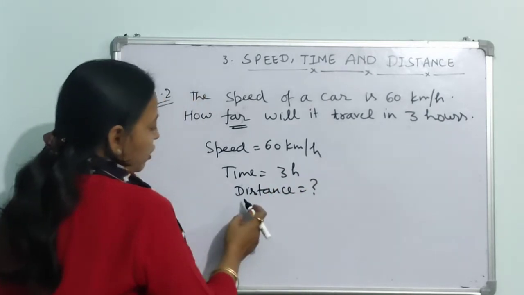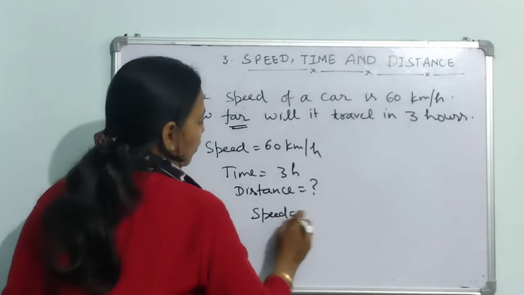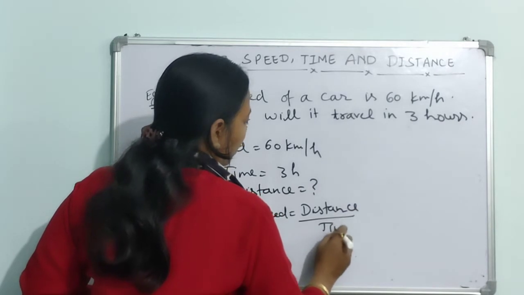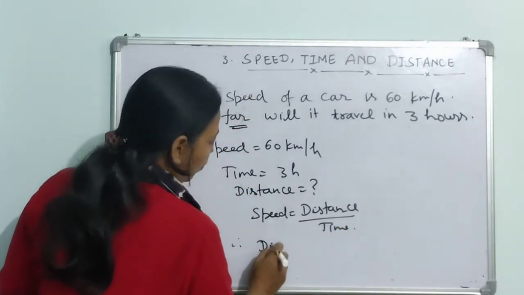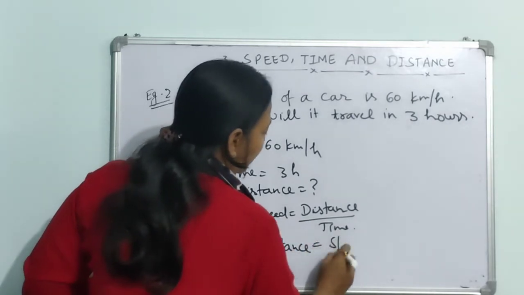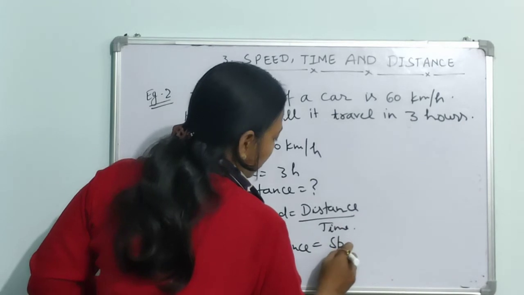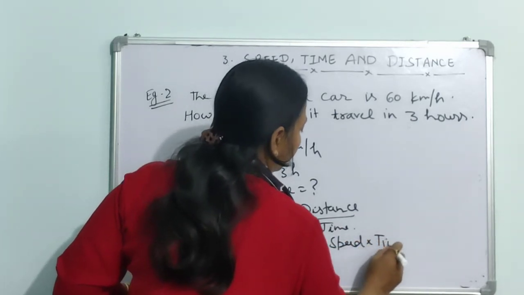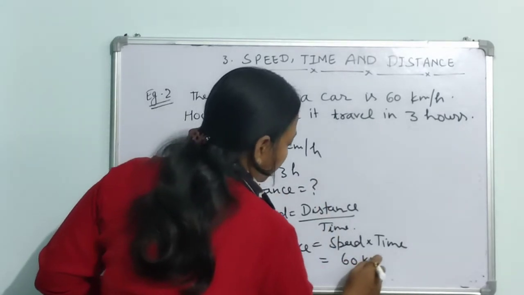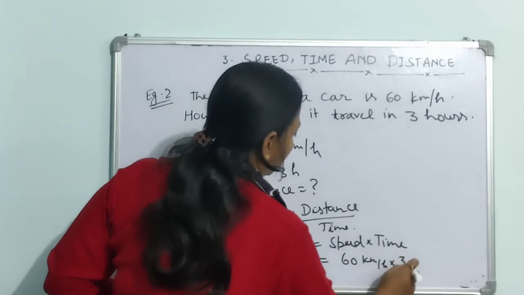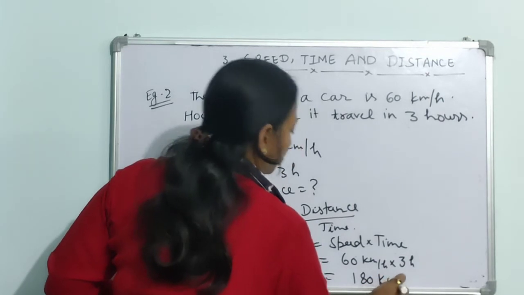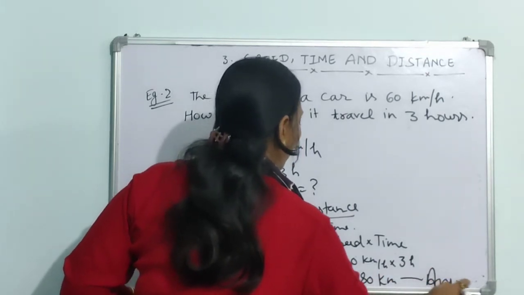So, what is the formula for distance? Speed is equal to distance upon time. Therefore, distance is equal to, you will cross multiply, then you will get distance is equal to speed into time. Now what is the speed? Speed is 60 and time is 3 hours. You will multiply, you will get 180 kilometer. So the distance is 180 kilometer. This is your answer.